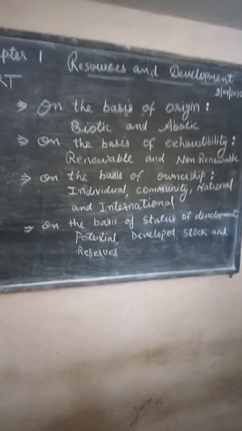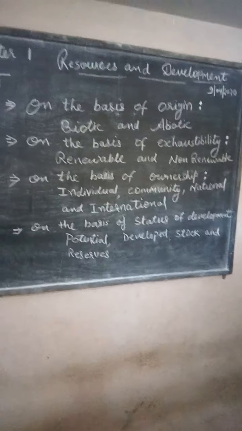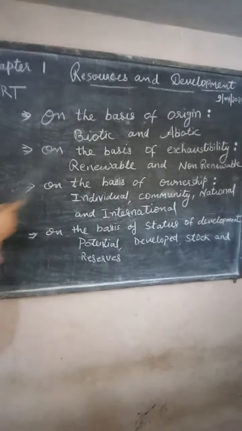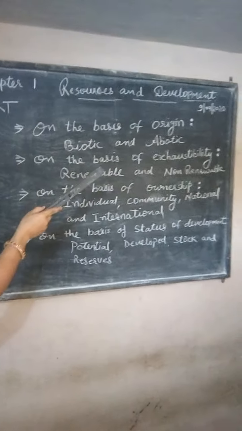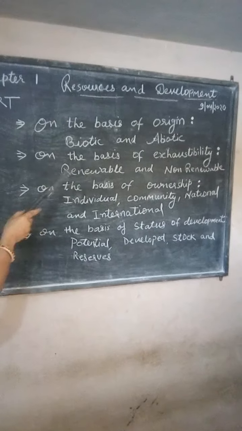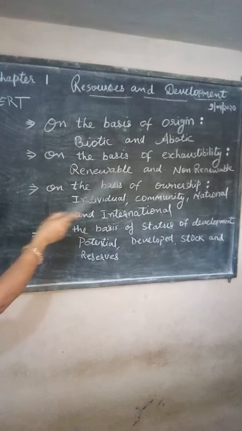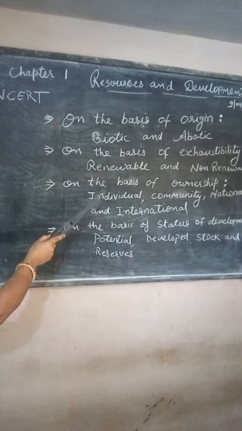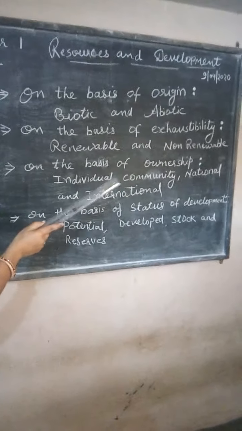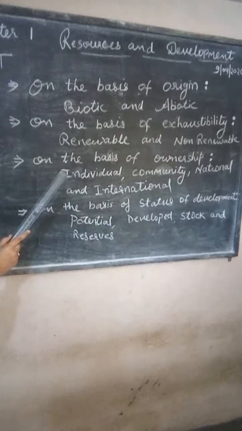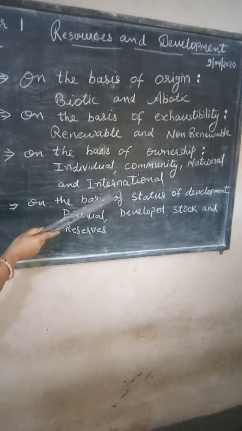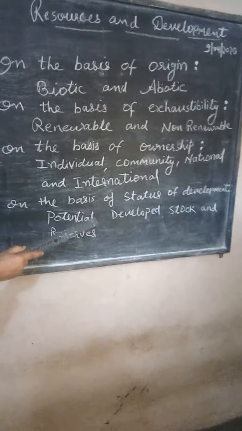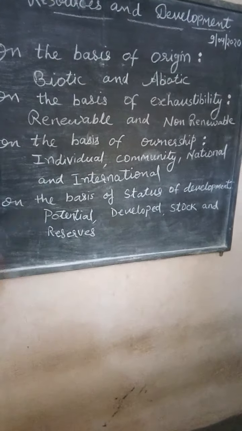So students, I think you get all the points that I explained to you: on the basis of origin, biotic and abiotic resources; on the basis of exhaustibility, renewable and non-renewable resources; on the basis of ownership, individual resources, community owned resources, national resources and international resources; and on the basis of status of development, potential resources, developed resources, stock and reserves.